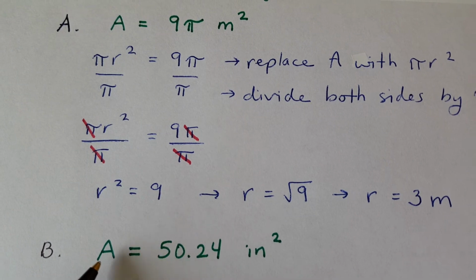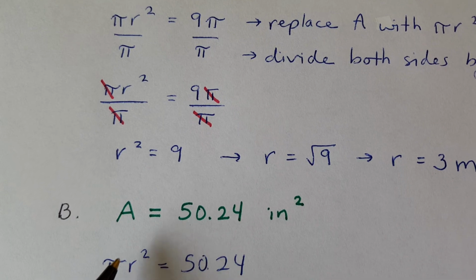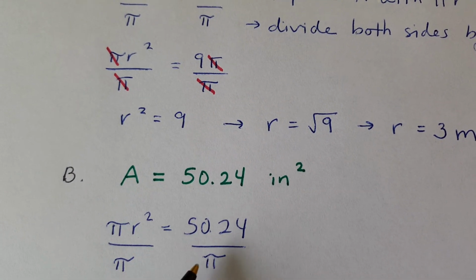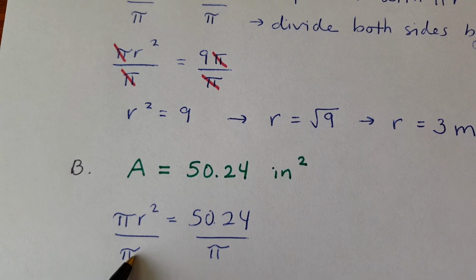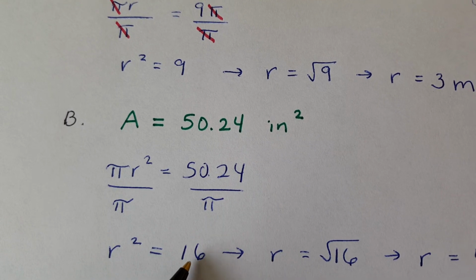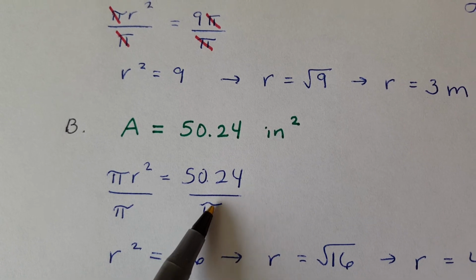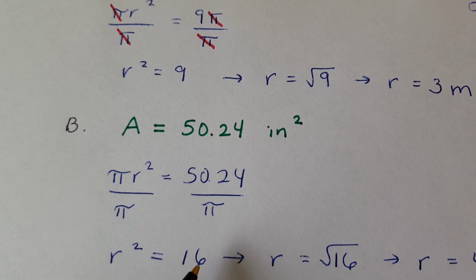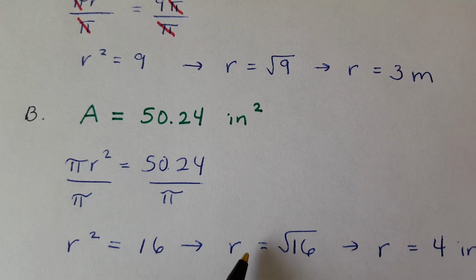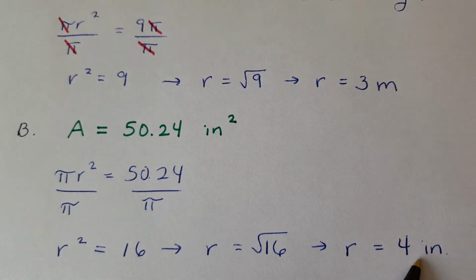Let's try it again. Area equals 50.24 inches squared. I start by replacing the a with pi r squared. I divide both sides by pi, so the pi's are going to simplify to 1. I'm left with r squared equals, and I just use my calculator. You can divide by pi or 3.14, and I got 16 when I used the pi button on my calculator. Or maybe I used 3.14. I can't remember, but it's about 16. And then we have r equals the square root of 16, so r equals 4 inches.